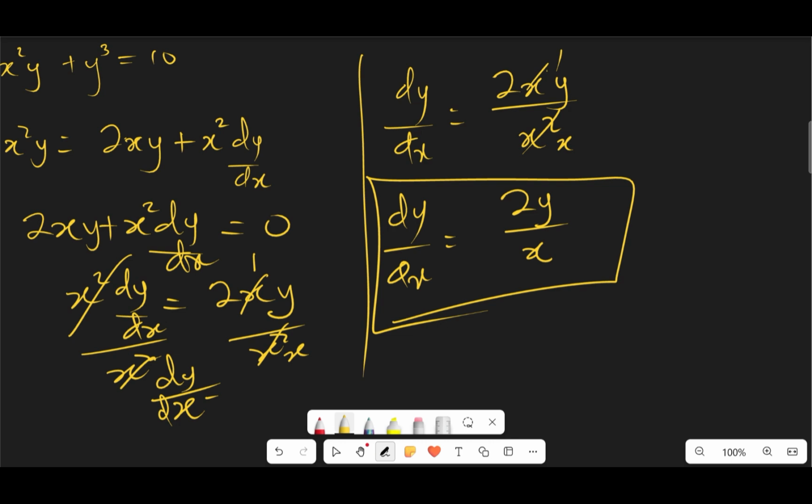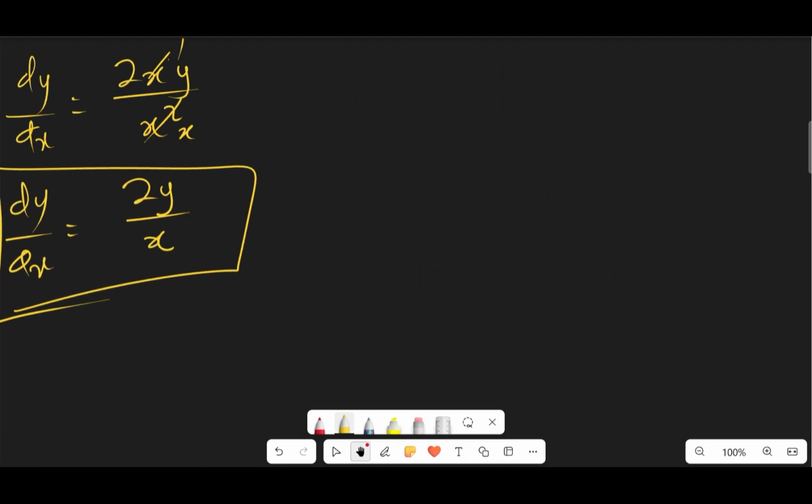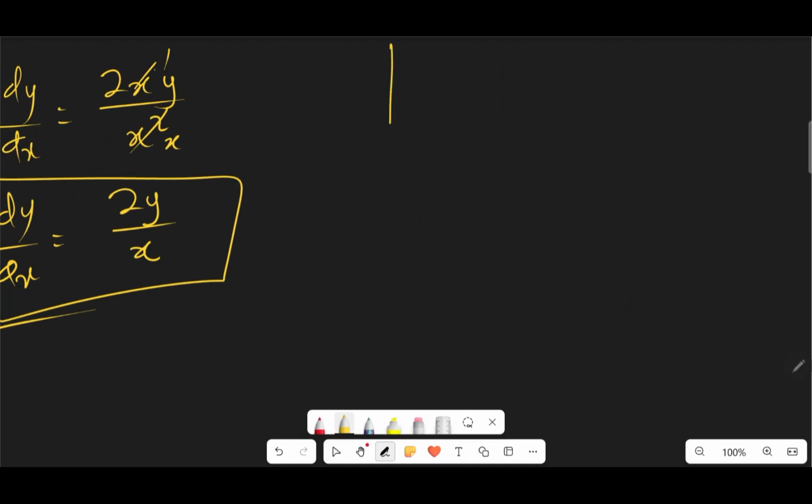So this is how implicit function is. Anytime you are working on implicit function, you have to make sure that when x and y are together, you hold one. So you hold x and differentiate y. Then after that, you come and hold y and differentiate x. But if they are singles, you move directly. This is what I mean again.